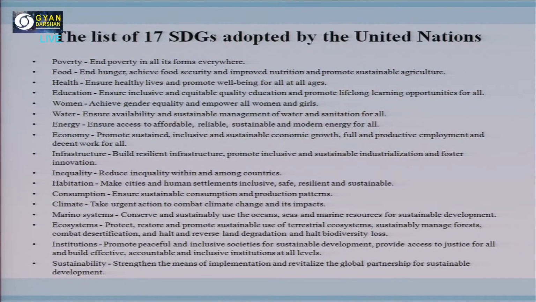And there are 17 sustainable development goals, and if I summarize them, they are: eradication of poverty, to reduce poverty below 21%. Then hunger: reduction of hunger and food insecurity, that is, provide food security to all people. Then health: reduction of infant mortality and maternal mortality.